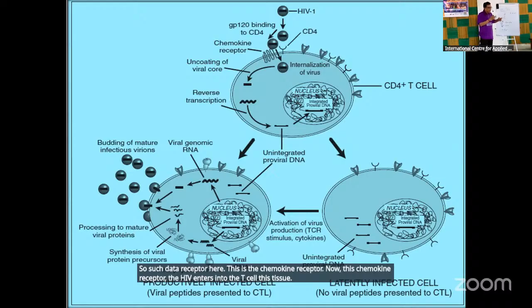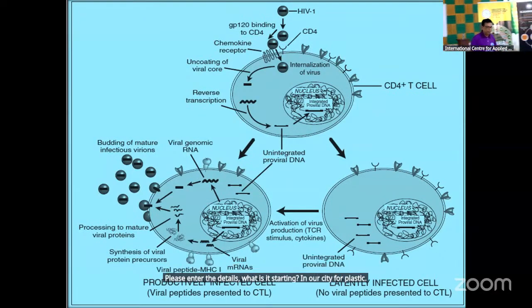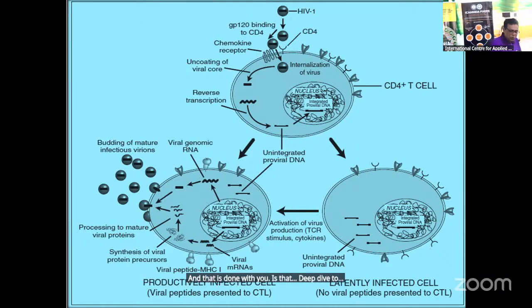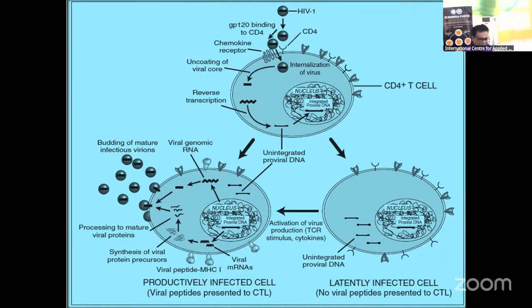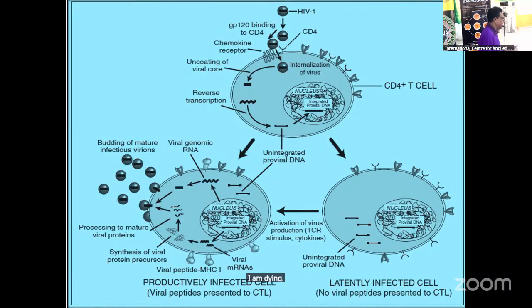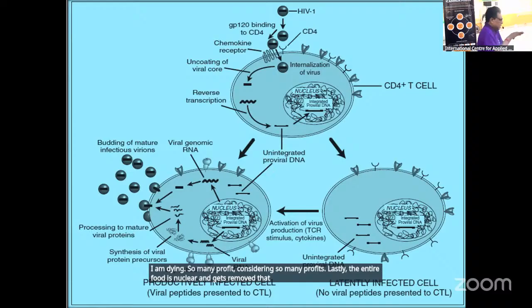When it enters the T cell, what is its target? In our CD4 plus T cell, we have a nucleus. This is the nucleus. It tries to capture the position of that nucleus. It tries and tries and tries, through so many processes. Lastly, it enters this nucleus and just removes that position. It just stays there in that way. Right?